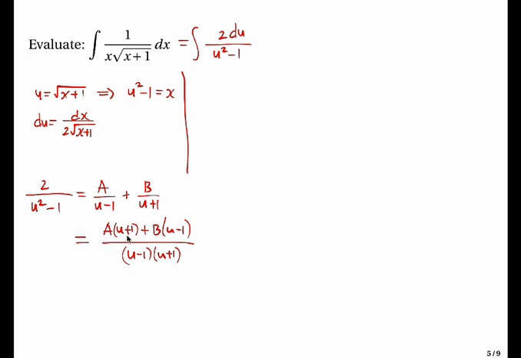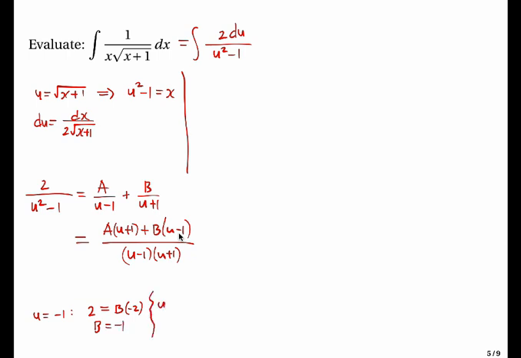Which means, in here, let us think that the numerator 2 is equated to the numerator a times u plus 1 plus b times u minus 1. So we directly start substituting. So first, say u equals negative 1. So this term here will vanish, and we will get 2 equals b times negative 1 minus 1. That will be equal to negative 2, which gives us b equals negative 1.